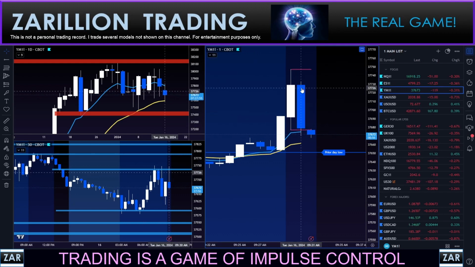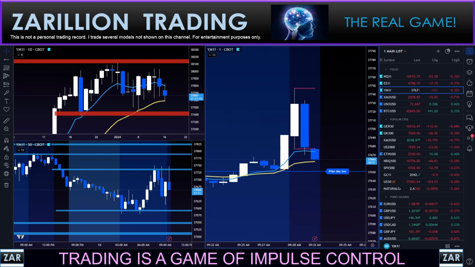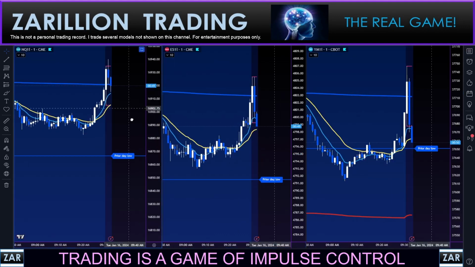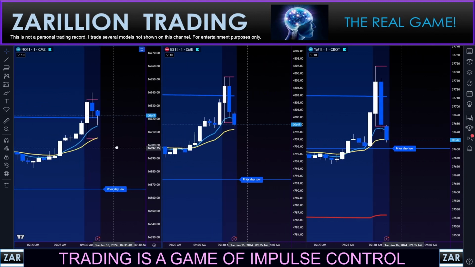Watching the market open up here, regular trading hours, of course. This is the opening range, 1 minute open range formed. That pink line there on the top and the bottom. Here are the three sisters, the NASDAQ, S&P, and Dow.